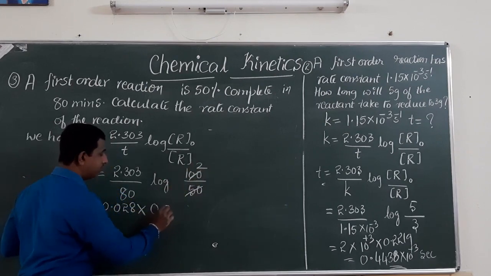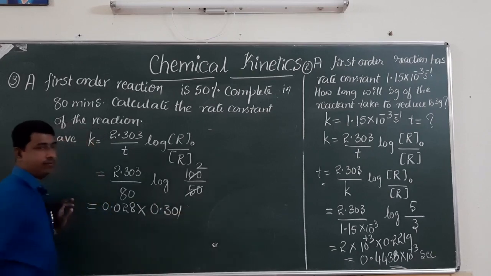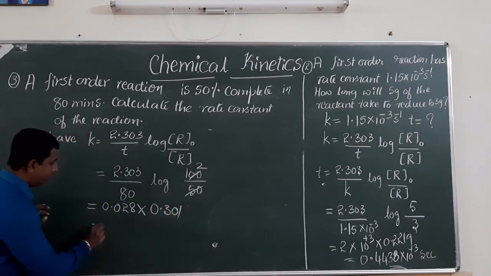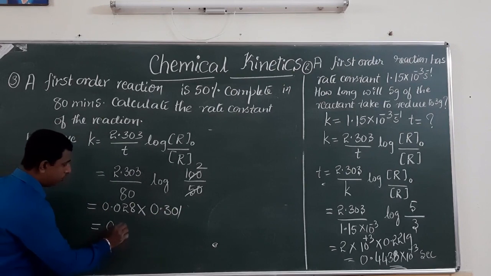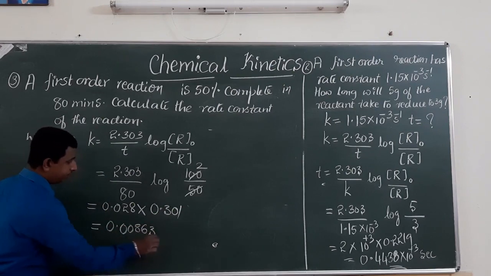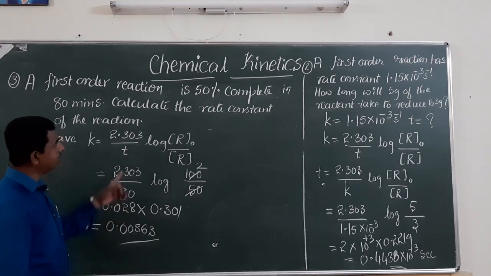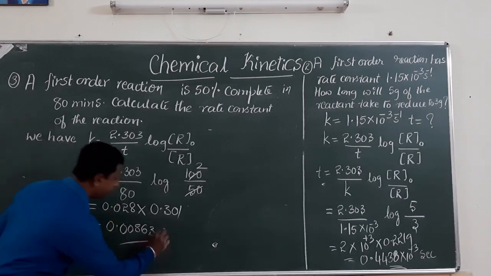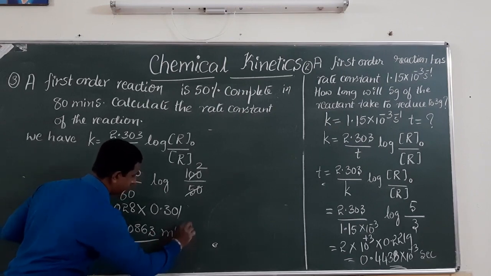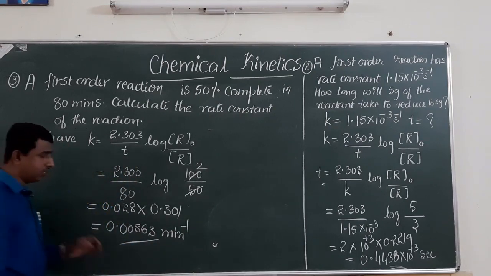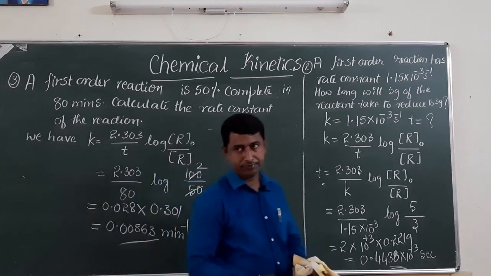Value of log 2 is 0.301. Multiply, we will get 0.00863. So time is in terms of minutes. So unit of k is minute inverse. Unit of k is what? It is minute inverse.